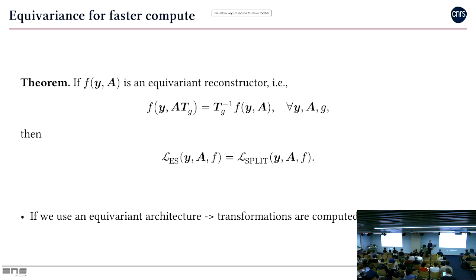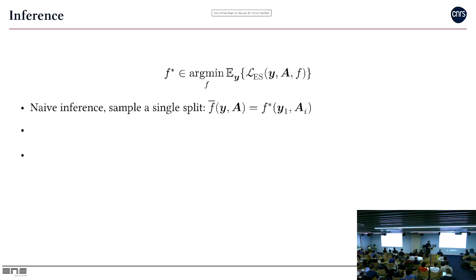So if we use an equivariant architecture, we will learn in the null space. All right, so we trained our model with the equivariant splitting. We have this MMSE estimator if the conditions are verified. And what do we do at inference?